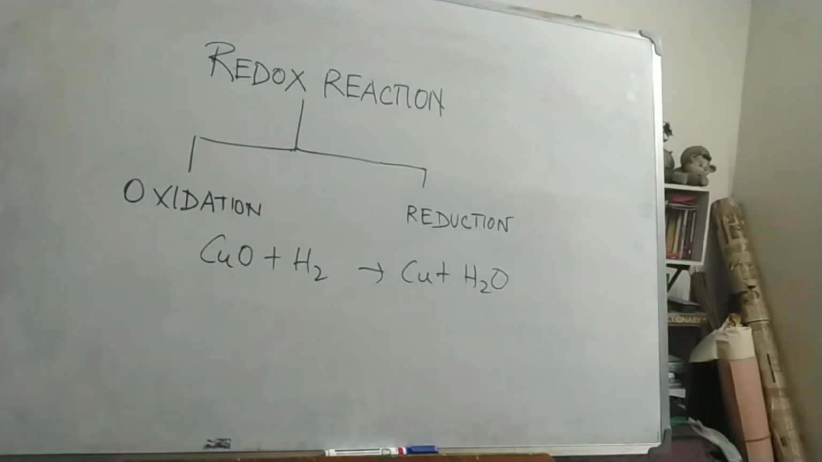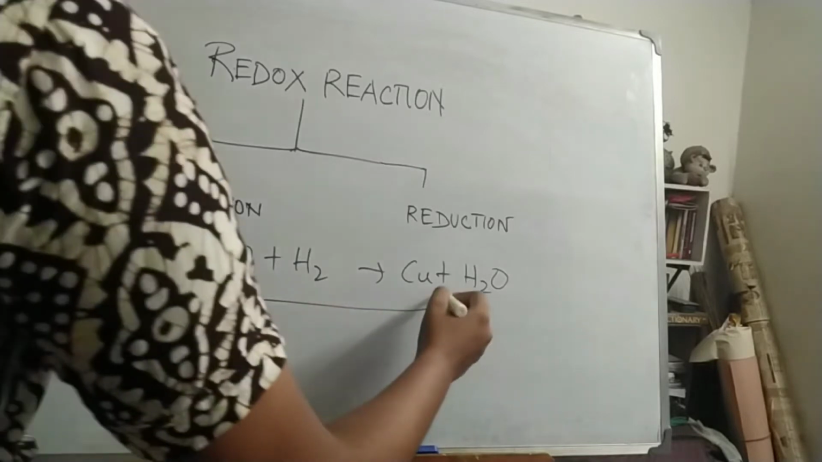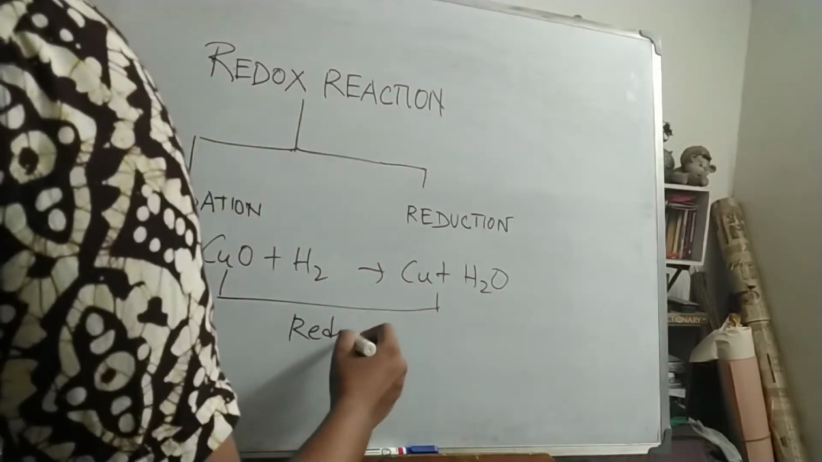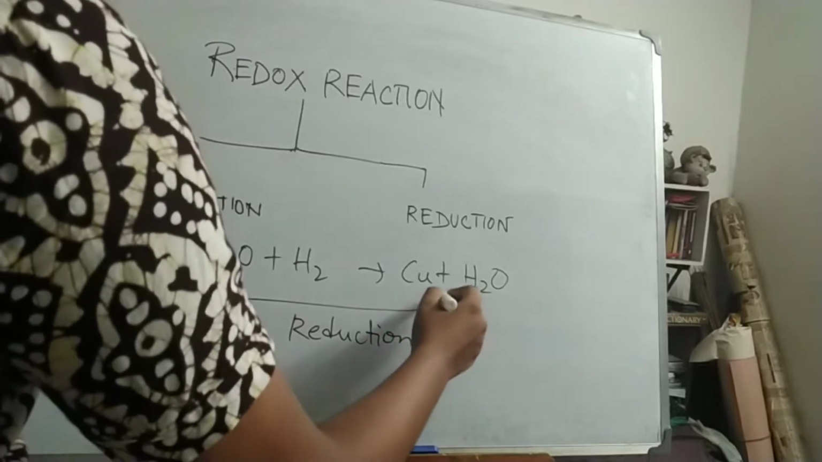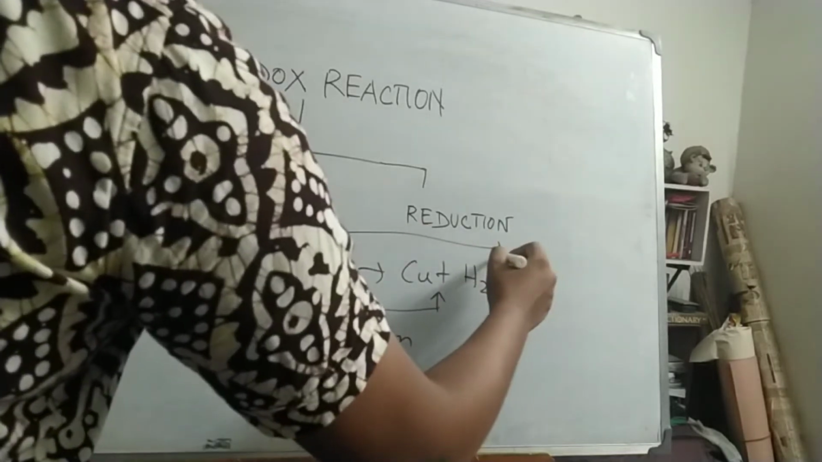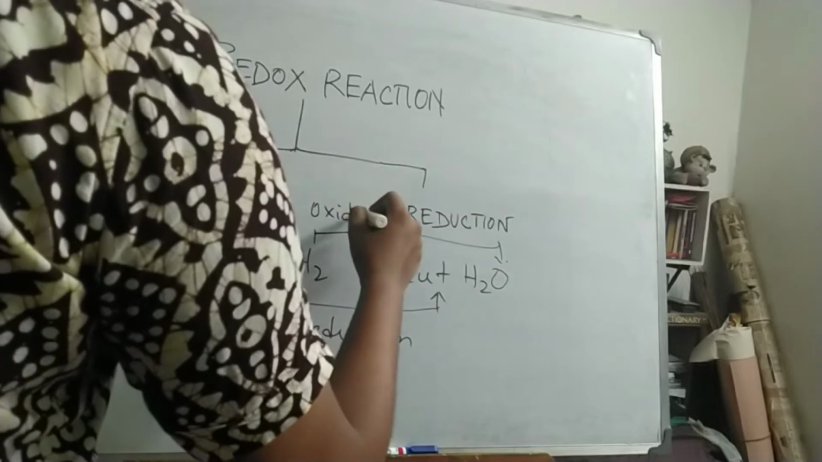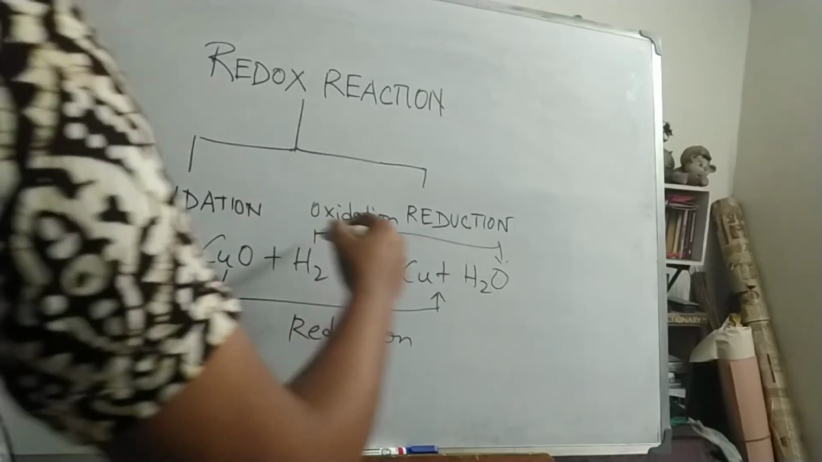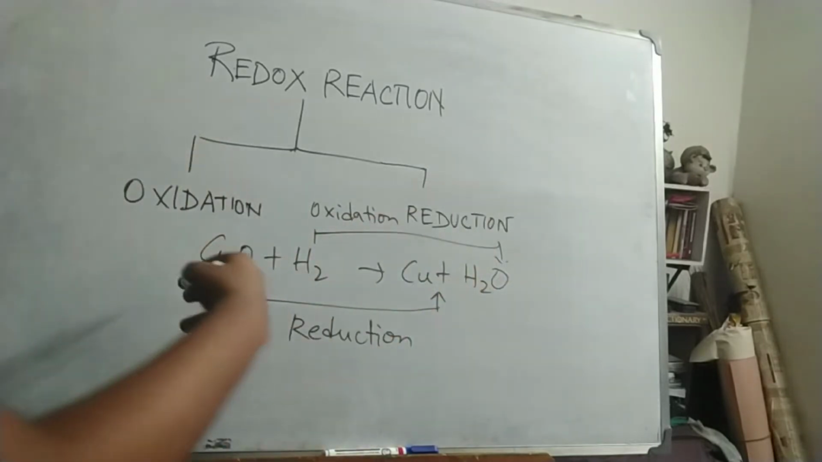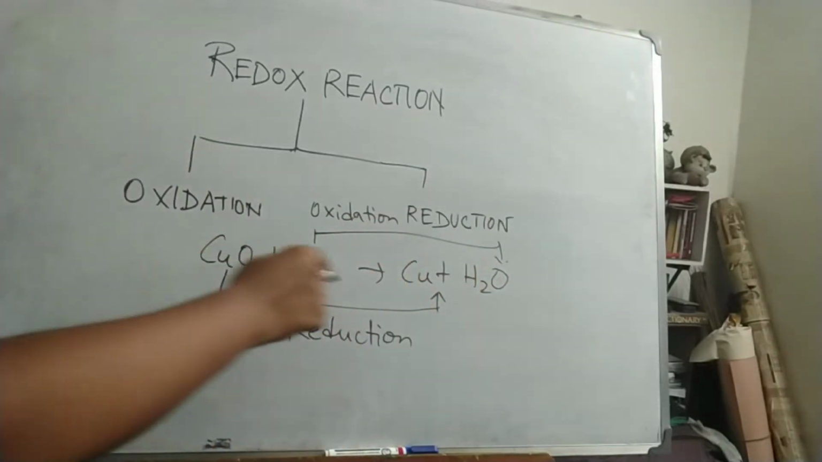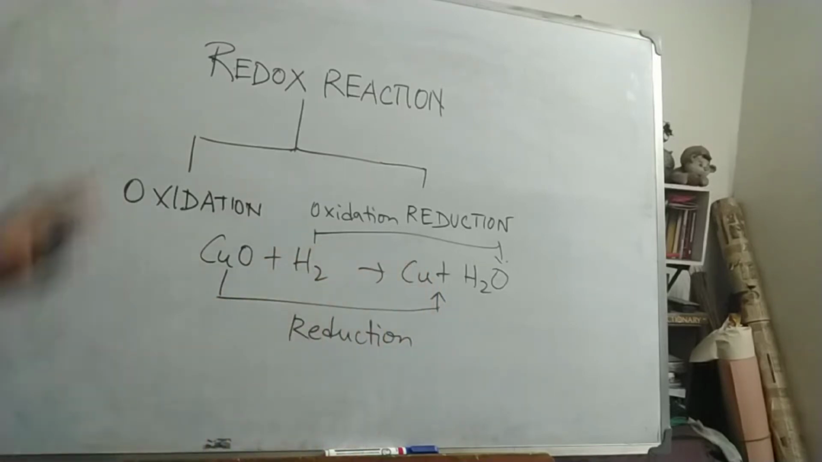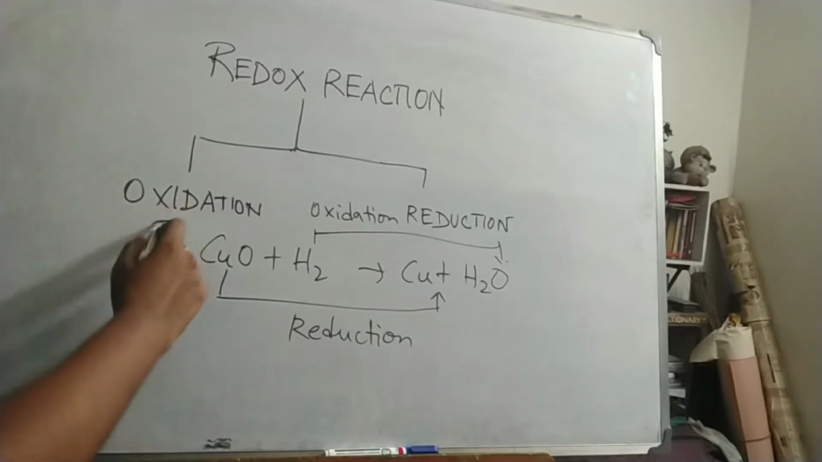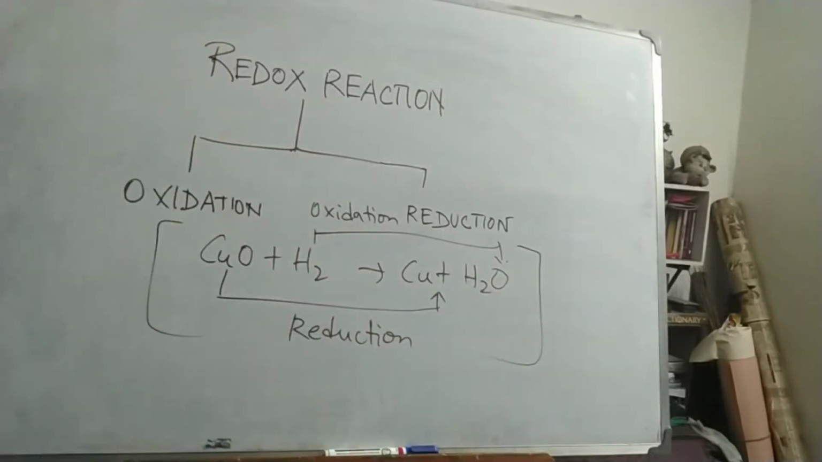So if you look here, reduction is done and oxidation is done. Gaining oxygen is oxidation. Gaining hydrogen or losing oxygen, or removal of oxygen, is reduction. Example given, it is very clear.